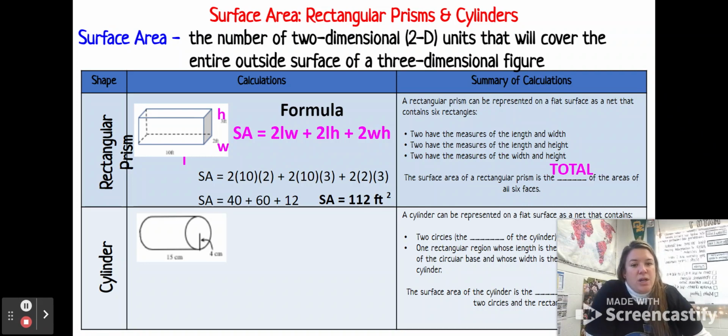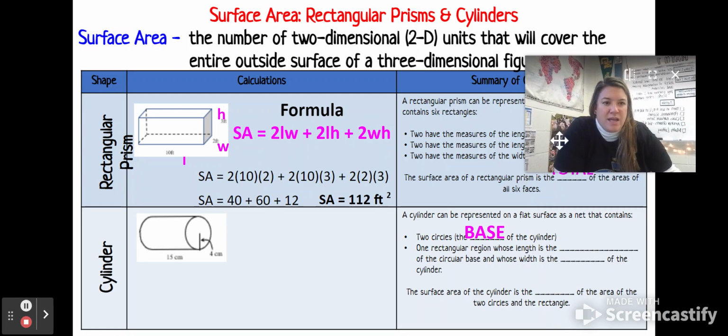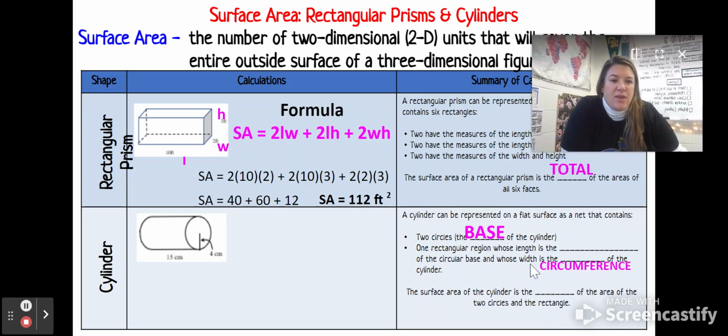The cylinder has 3 parts, 2 circles, and then a rectangular region in the middle. So we're going to add up those 3. So the base of the cylinder is 2 circles. And 1 rectangular region whose length is the circumference and whose width is the height. So like the circumference of the circle is the width of the rectangle.